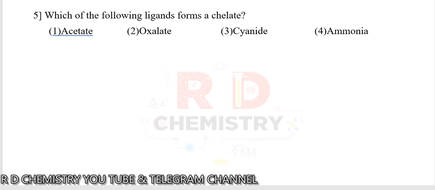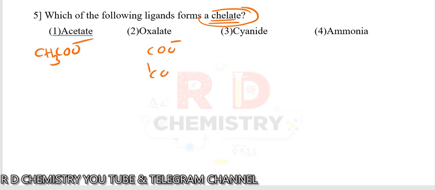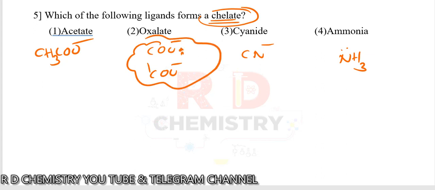Question number 5. Which of the following ligands forms chelate? Chelate means those ligands, that is a didentate ligand or the polydentate ligand, which can form ring-like structure. Acetate CH3COO minus, oxalato, cyanide CN minus, ammonia amine. Okay. Didentate ligand or polydentate ligand have the capacity to form ring-like structures which are more stable complexes. So oxalate is the answer.